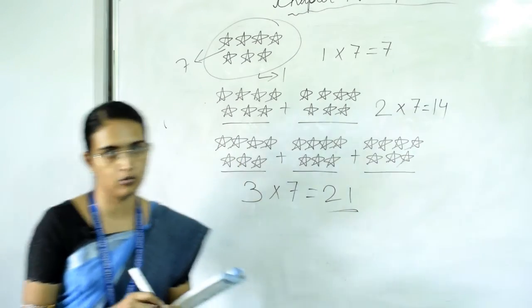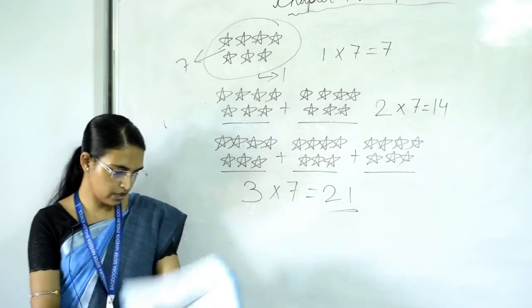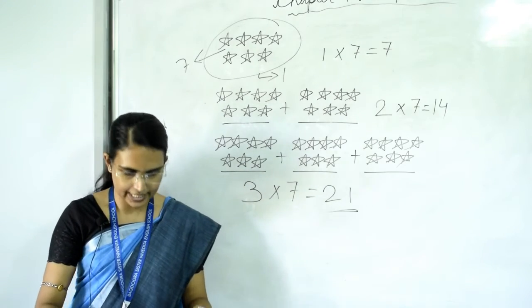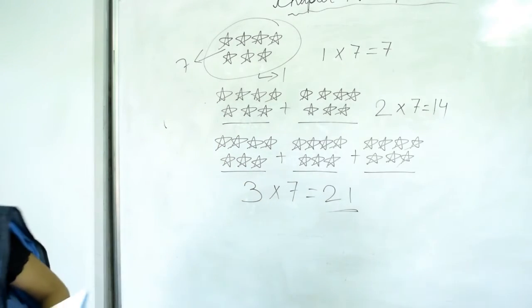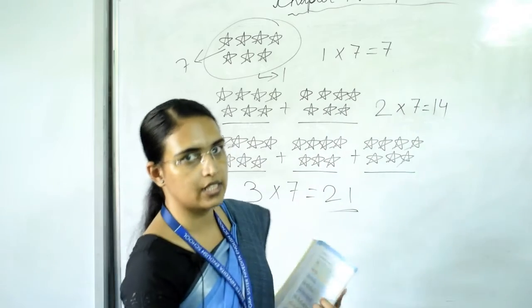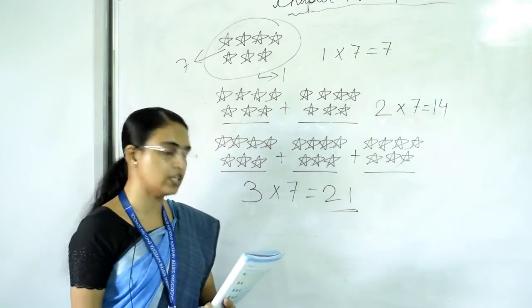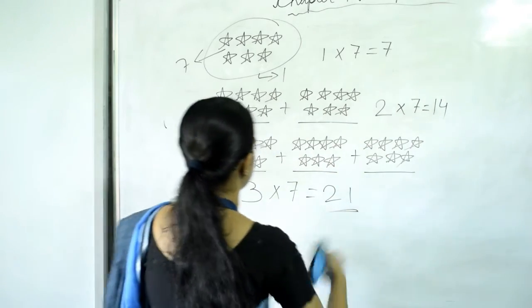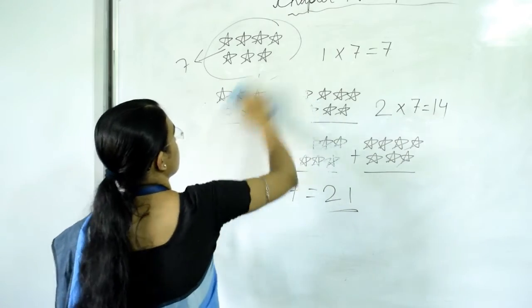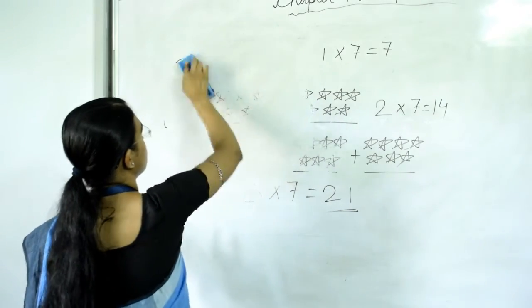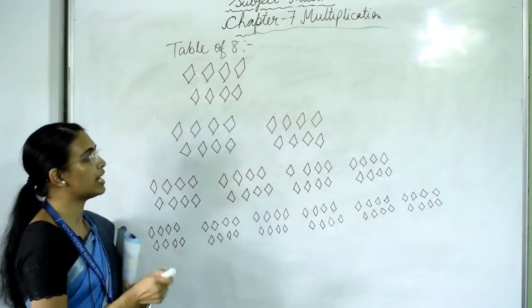This is your homework. Now come to page number 86. Page number 86. Now we are going to do the table of 8. Okay, now we will do the table of 8.